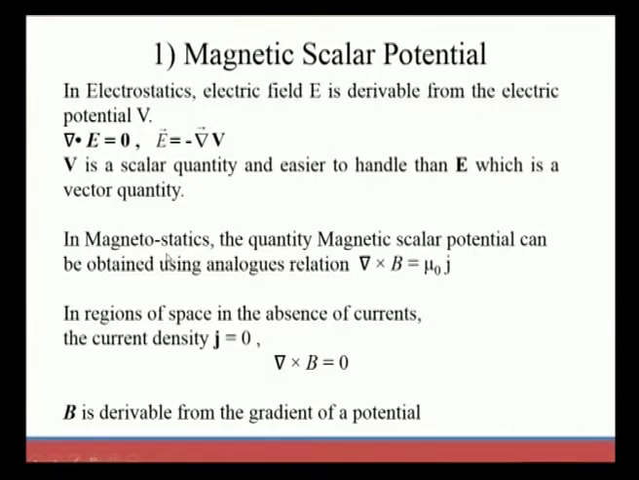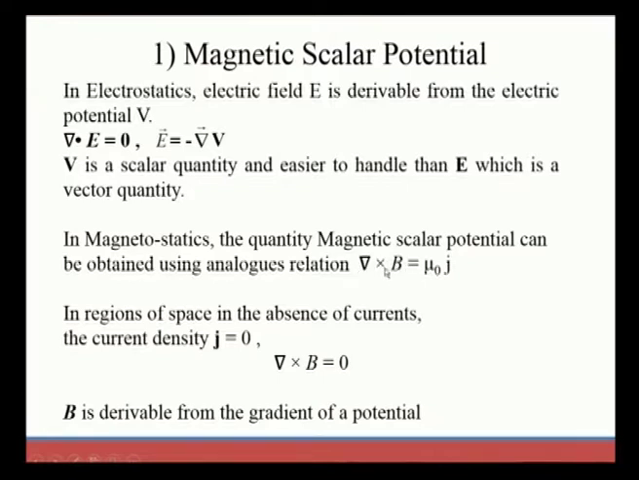So this can be converted into a scalar when we consider the electric field E in terms of the electric potential V. In magnetostatics, the quantity magnetic scalar potential can be obtained using this analogy. So now we need to know the magnetic potential. The magnetic field can be represented with the help of the magnetic scalar potential. Del cross B is equal to mu naught J, which is how the magnetic field can be represented as a magnetic scalar potential.